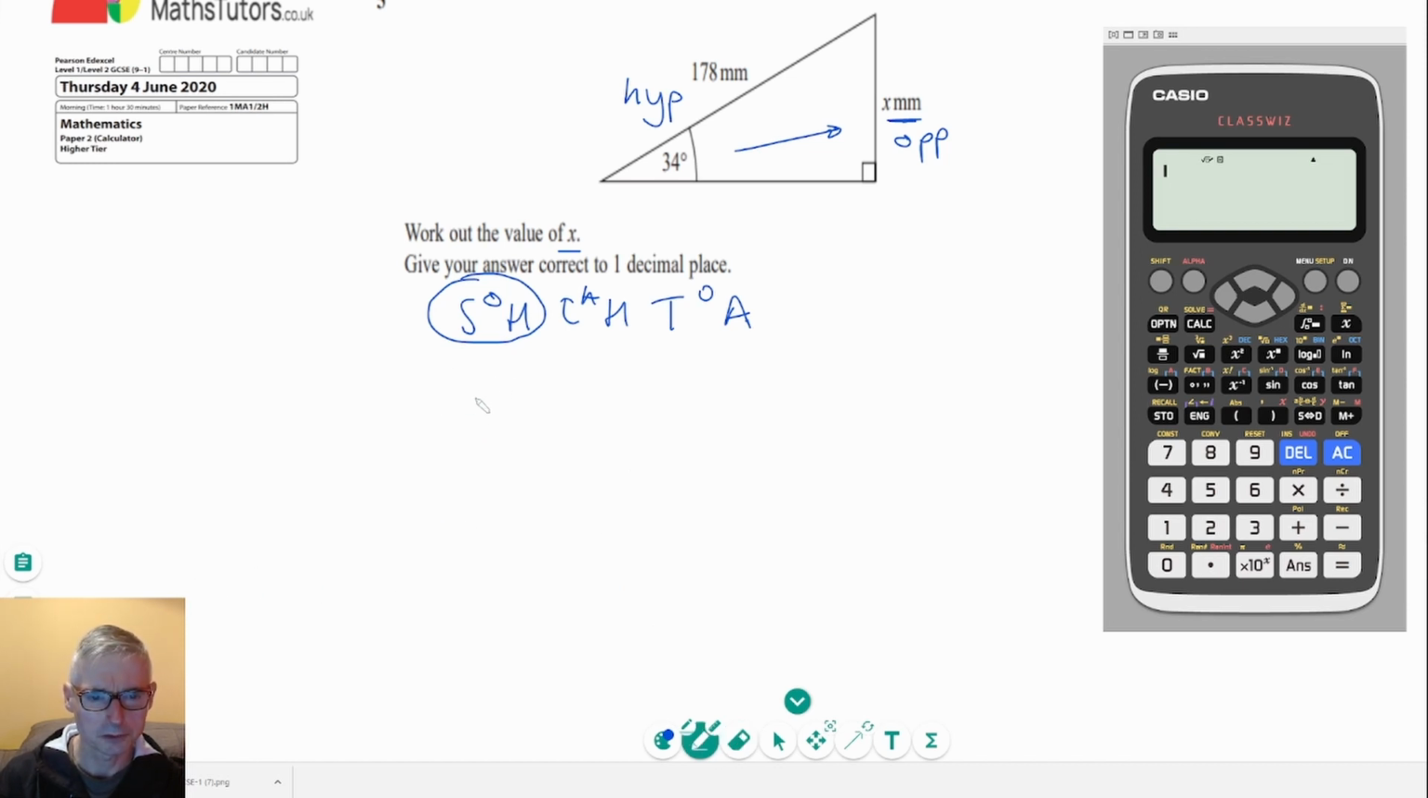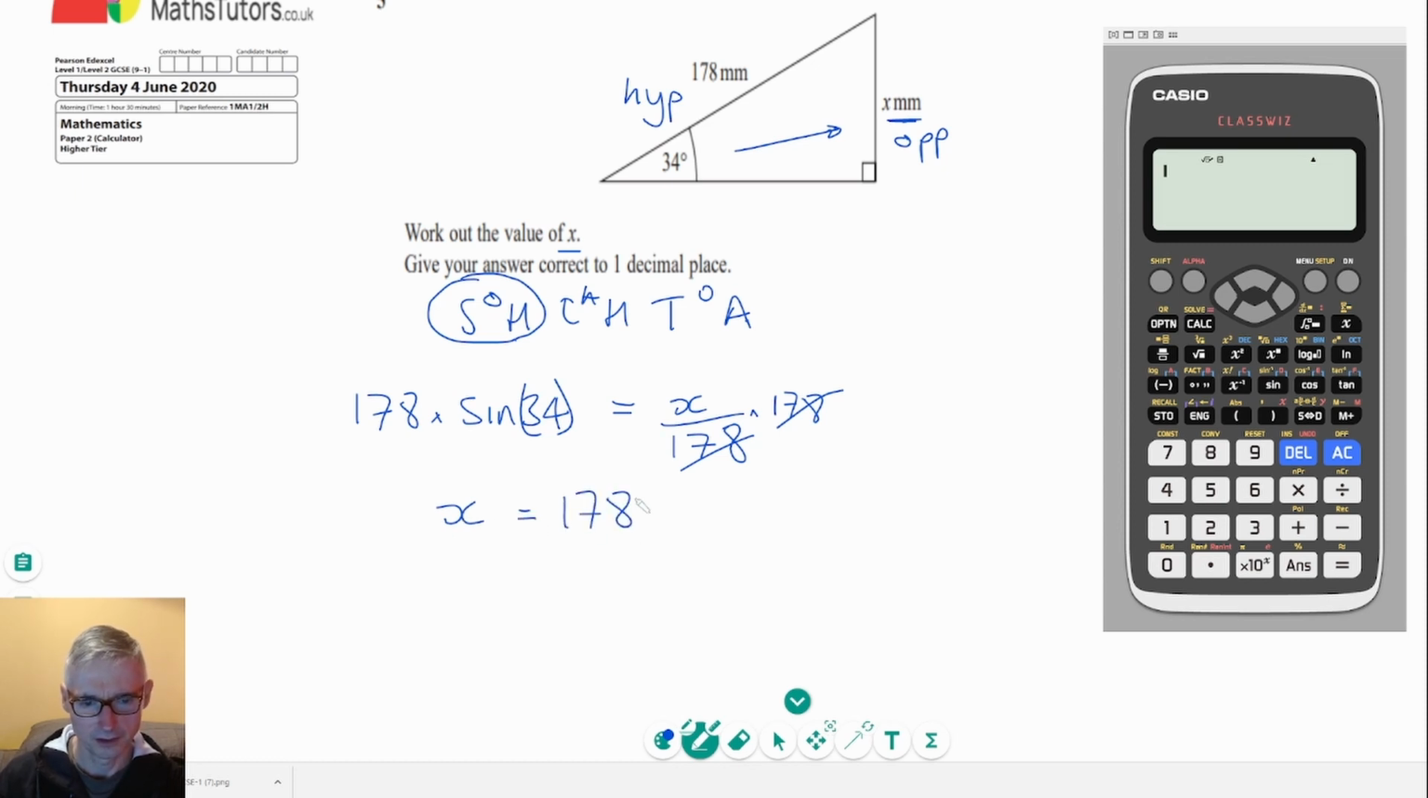So we're going to use the sine one, and we're going to say that sine of the angle, so we're given the angle, so we don't use a letter now because we're actually given what the angle is, sine 34, is equal to the opposite, which is x, over the hypotenuse, which is what the h stands for, which is 178. And if we rearrange that, we could times both sides by 178 to get the x on its own, so that would cancel there. We end up with x equals 178 times sine 34.